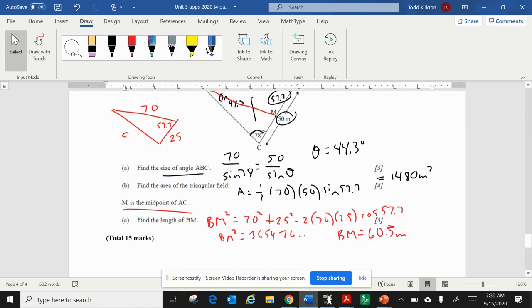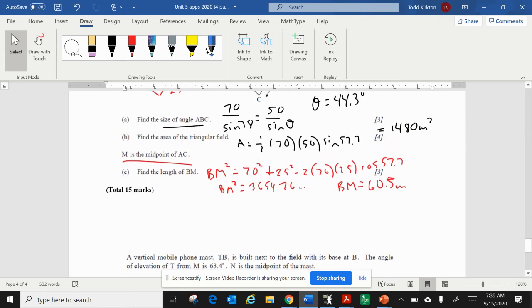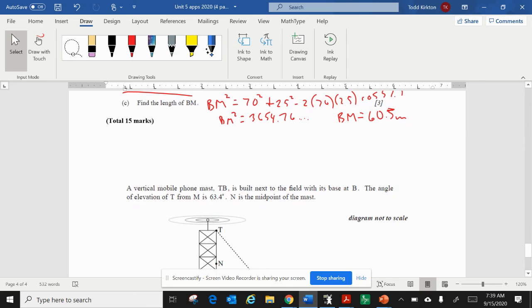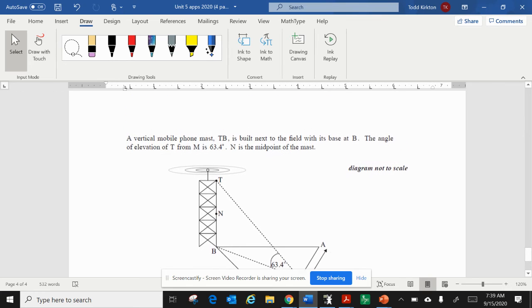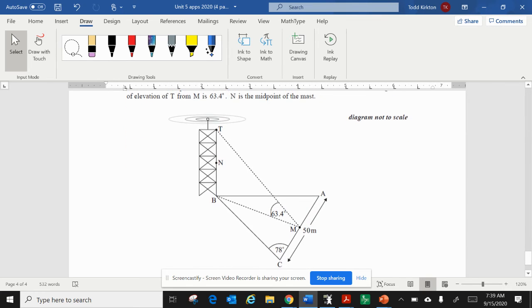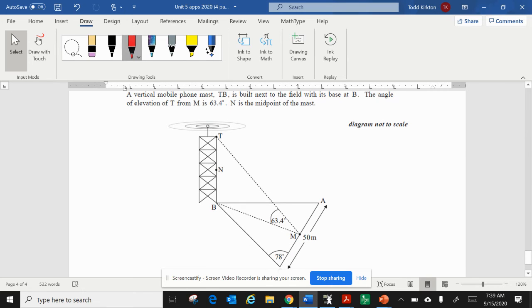So all that information from up here is going on the picture down below. If you notice, this triangle ABC is on the ground here. Now there's a three-dimensional triangle looking up. So I can use any of that information, especially that first thing we found, that BM was 60.5. So I'm going to put that on my picture. Make sure you can read that. And they tell me that N is the midpoint of the mast, so I have a midpoint there.